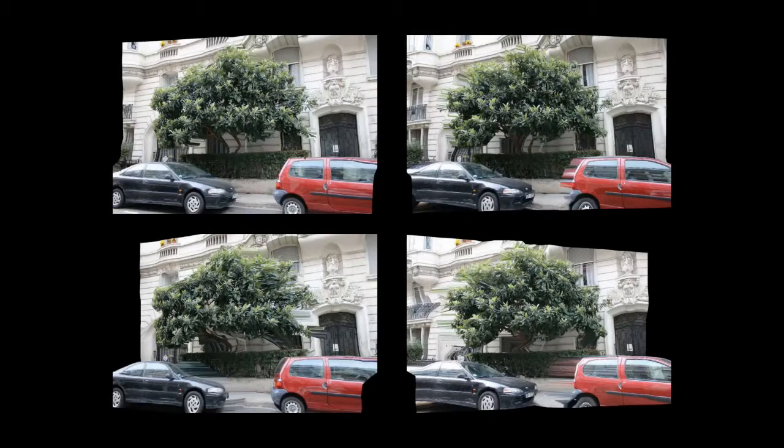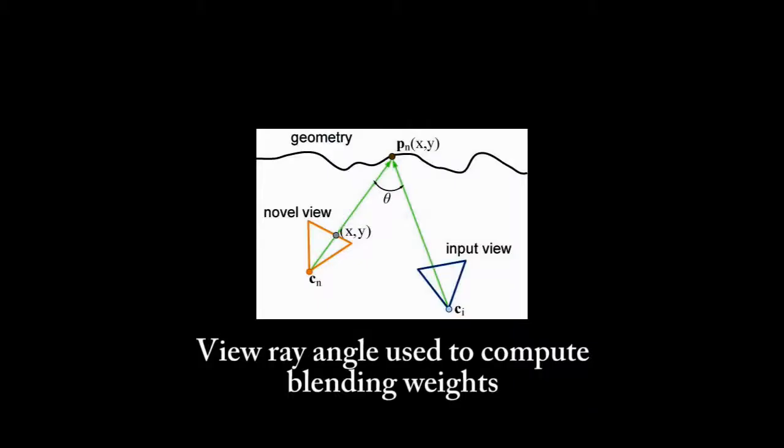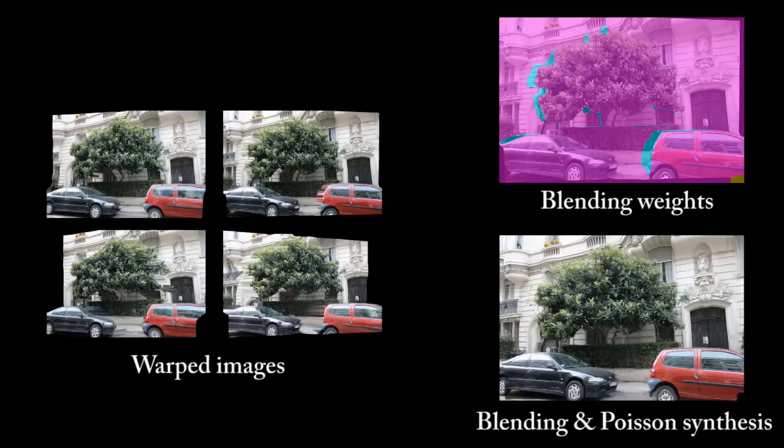Our rendering pipeline first selects 4 images to warp. Blending weights for the warped images are computed using the view ray angle for each pixel. The elastic regions for each image are given very low weights since they are heavily deformed. The warped images are blended to give the final image. We use Poisson synthesis as a post-process to alleviate the spatial inconsistencies. We now show our results.